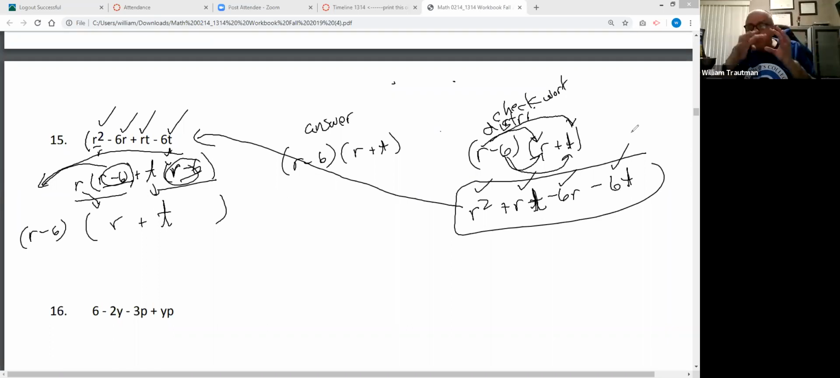Remember, distribute is the opposite of factoring. Factoring is the opposite of distribute. Factoring means we're dividing something out. Distribute means we're multiplying it back in.